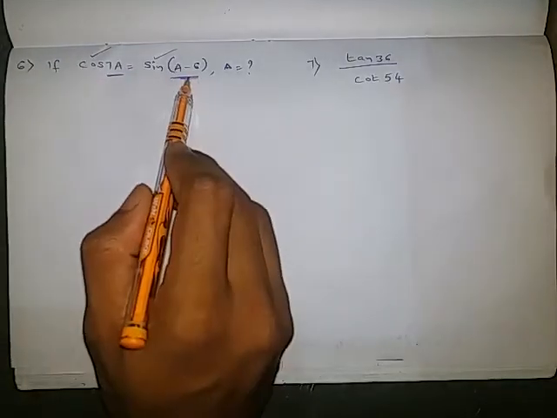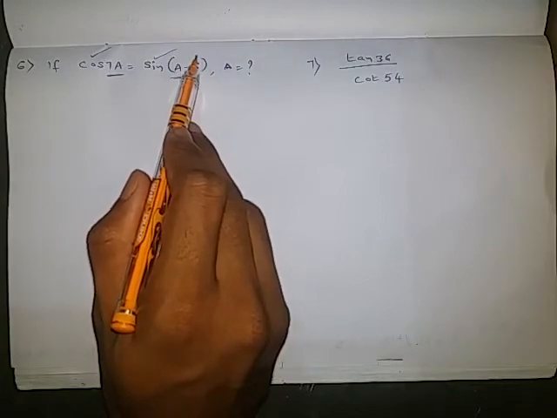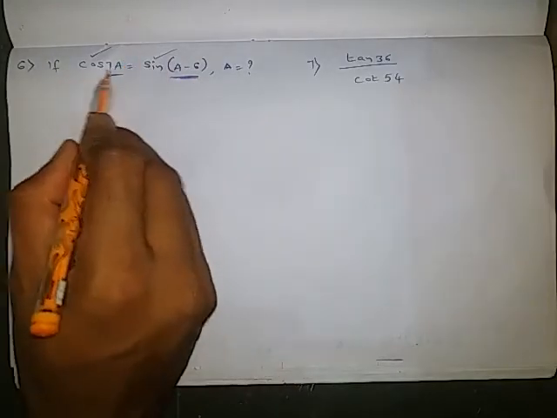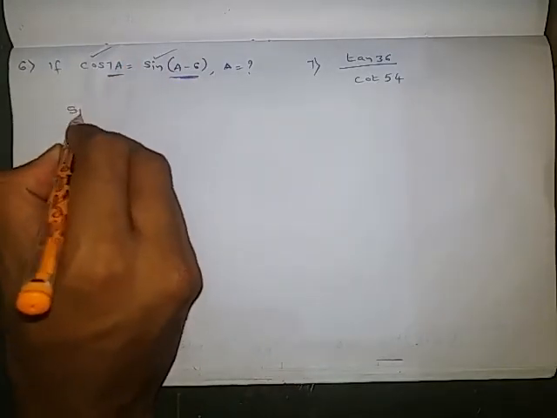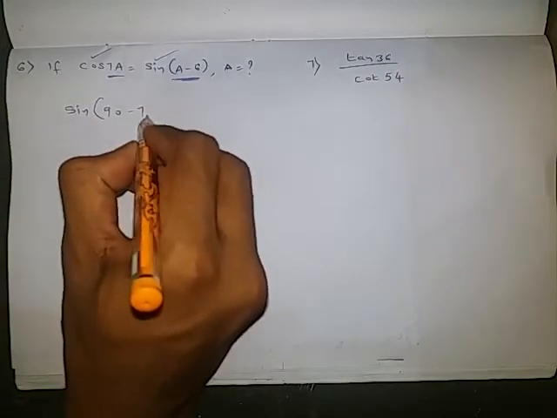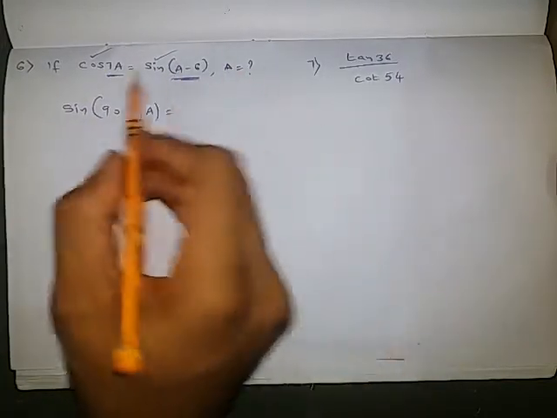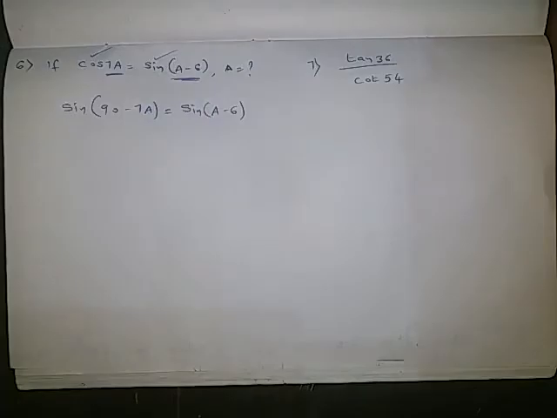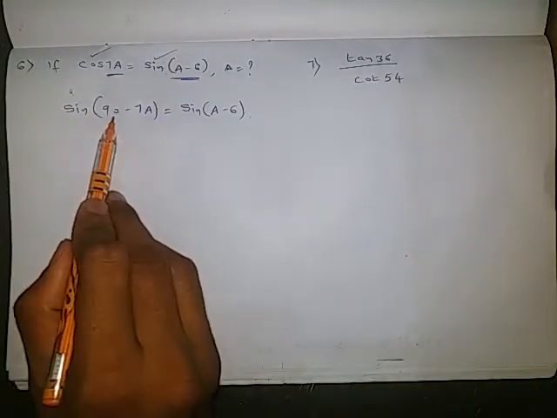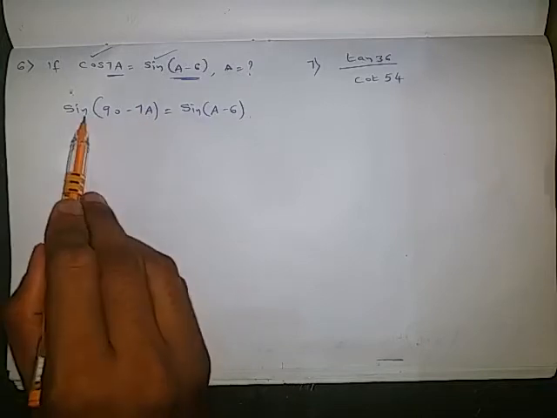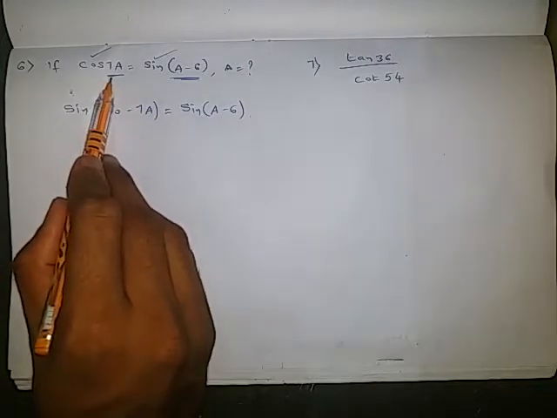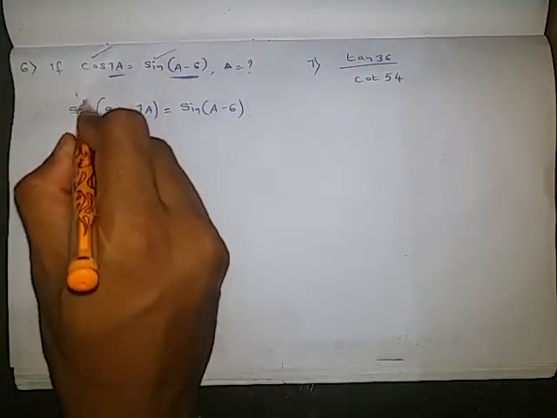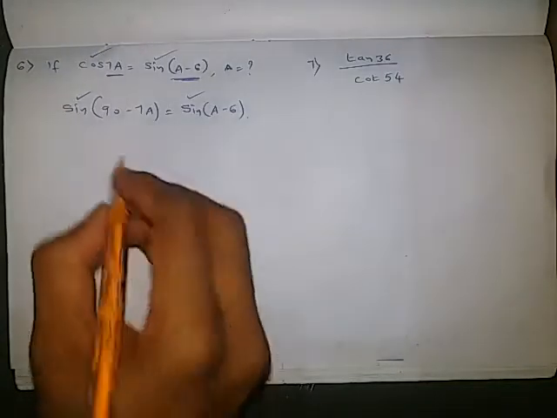Now already on the right side a minus 6 is a little bigger term, so that's why I am not touching the right side, and let me solve the left side. So cos 7a can be written as sine of 90 minus 7a. Now I changed the left side, so the right side I won't touch, I am writing that as it is, sine of a minus 6. So sine of 90 minus theta is nothing but cos theta. So sine of 90 minus 7a is nothing but cos 7a. Now both the trigonometric ratios are the same. Now we can compare the angles.